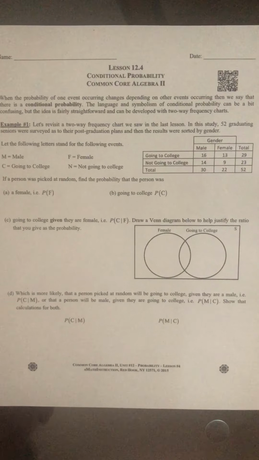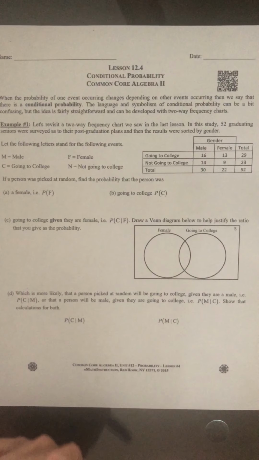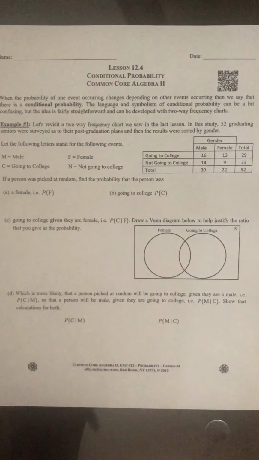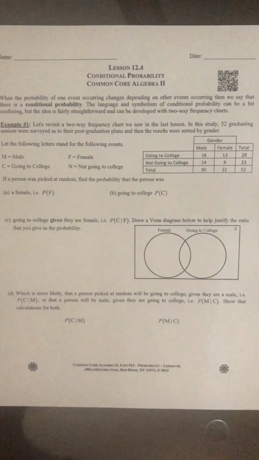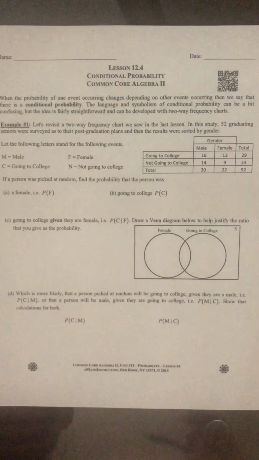All right, so here we go. Example 1, we have our two-way frequency chart. We saw it in the last lesson with going to college, not going to college, male or female. We have 52 graduating seniors. They're surveyed and their information is separated into males, females, going to college, not going to college. Real basic probability in A and B. If a person was picked at random, find the probability that the person was female.